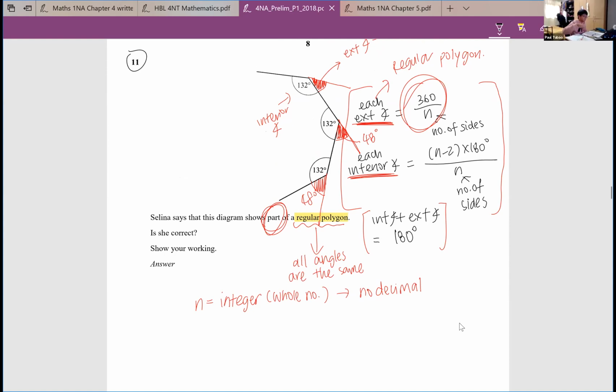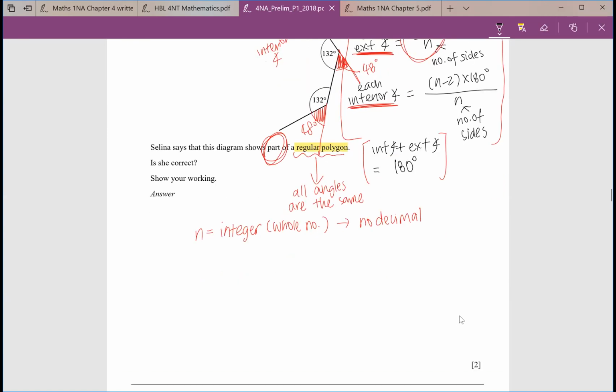Okay, so now I need to find out whether my n is an integer or not. As long as n is an integer, it is regular. Okay, I write down. As long as n is an integer, then the diagram, the polygon.